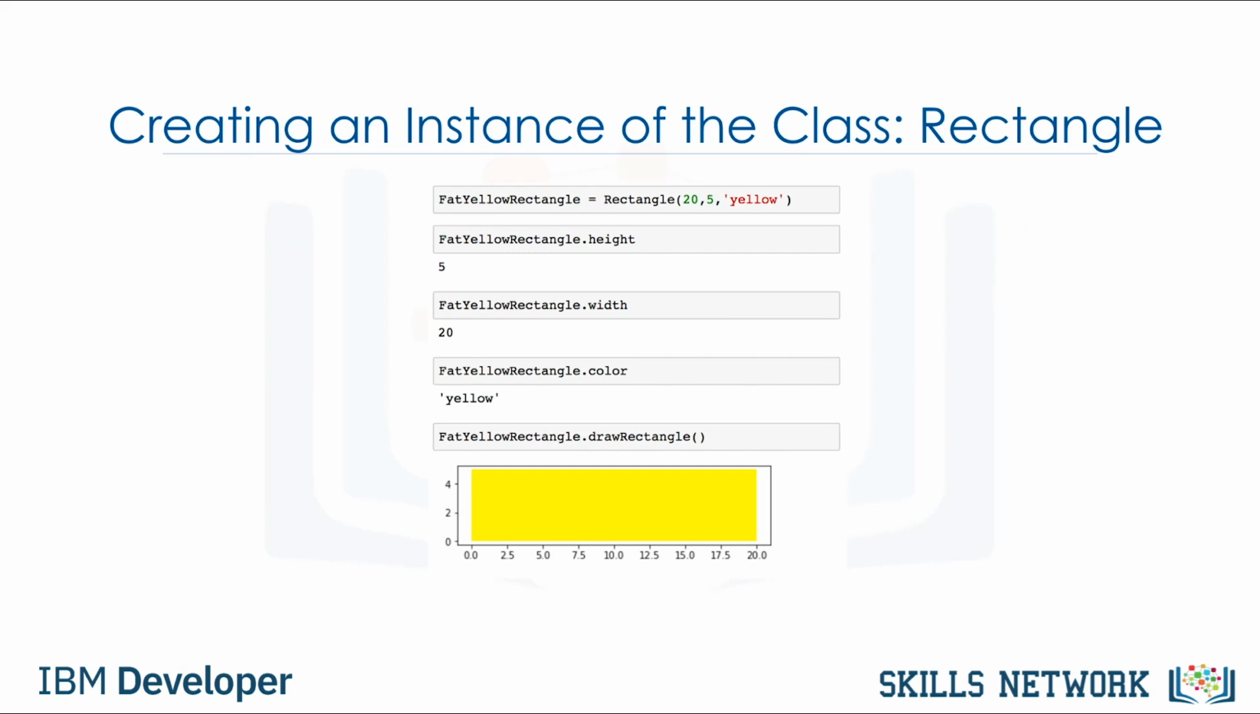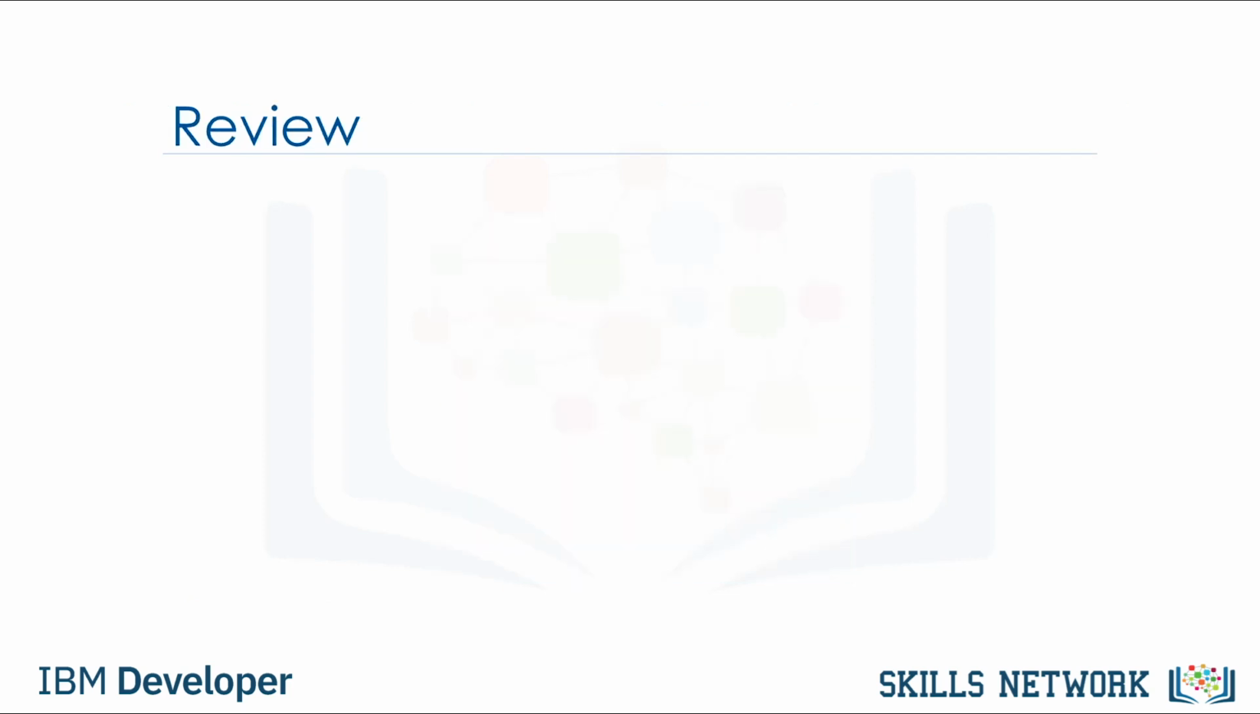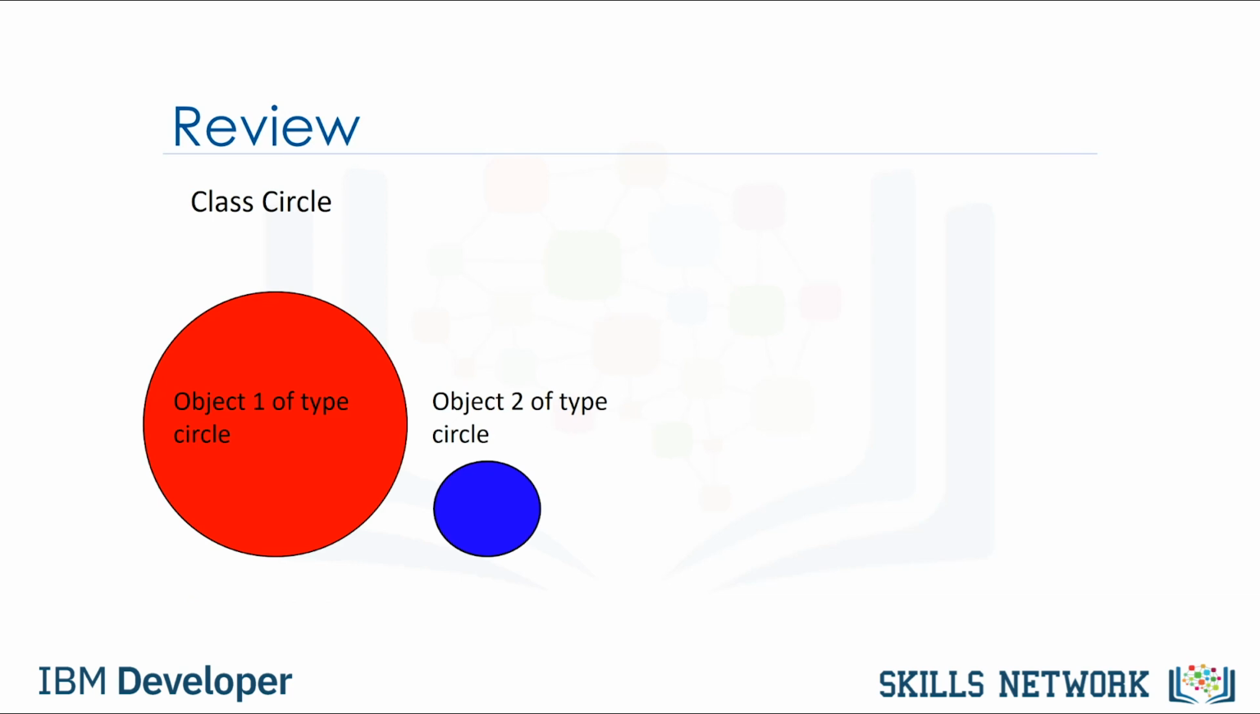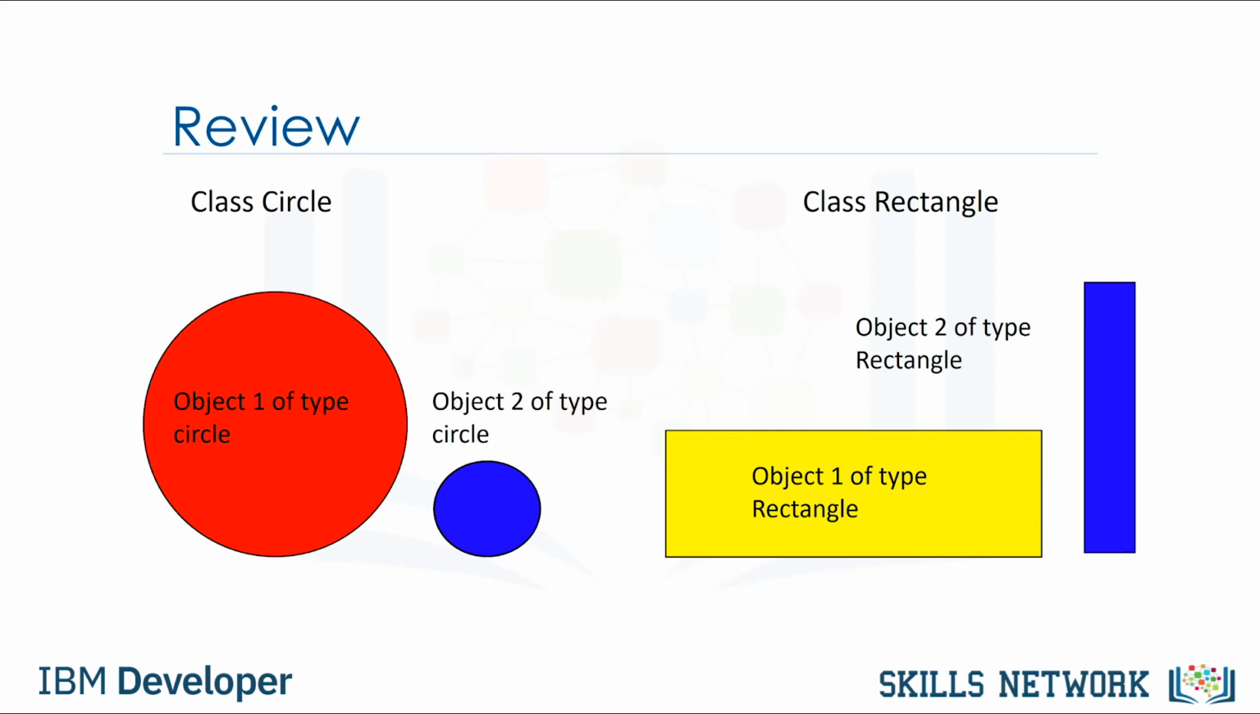In the lab, we have a similar class for rectangle. We can create a new object of type rectangle using the constructor. We can access a data attribute of height. We can also access the data attribute of width. We can do the same for the data attribute of color. We can use the method draw rectangle to draw the rectangle. So we have a class, an object that is a realization or instantiation of that class. For example, we can create two objects of class circle or two objects of class rectangle.